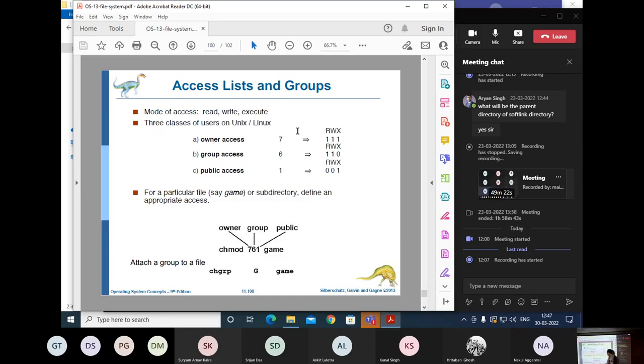So you can use this chgroup command to attach a group to a file. That is what the admins do. That is what the owner can do. You can also create groups on the admin side. What is creating a group? Name a group and add the users to it.